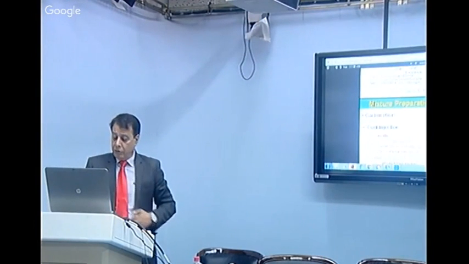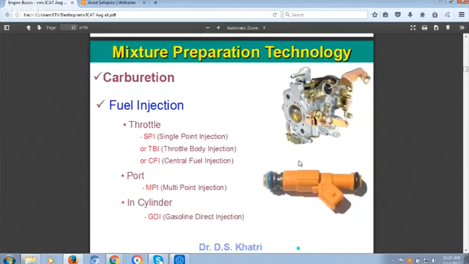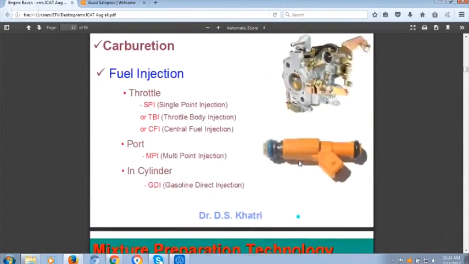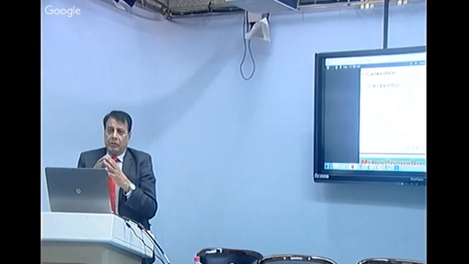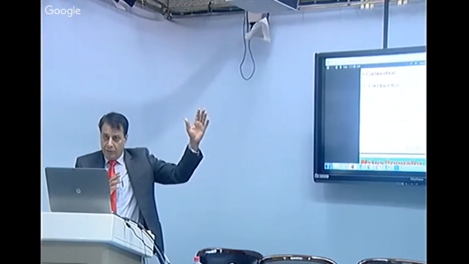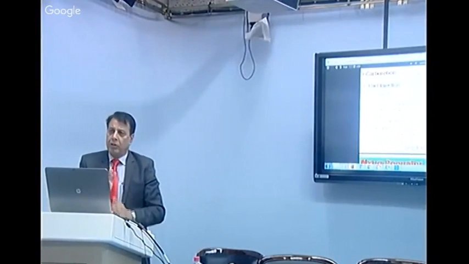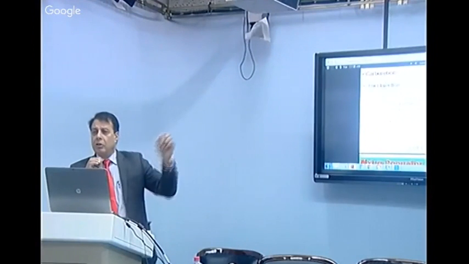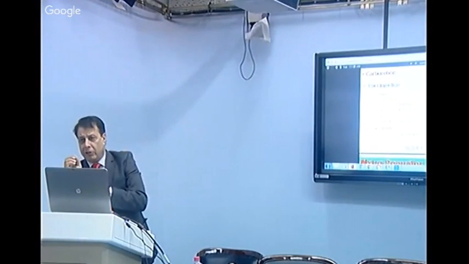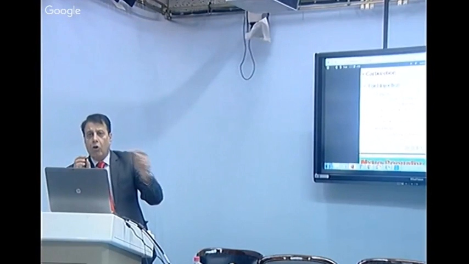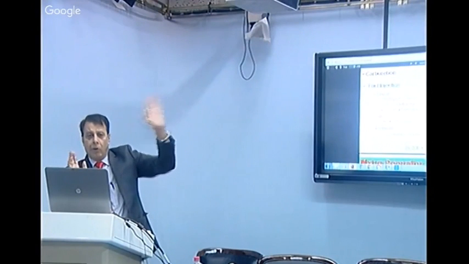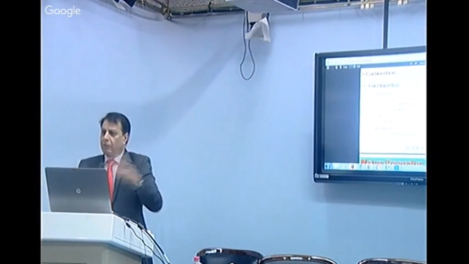Okay, we can proceed. So now let me summarize. Optimum air fuel ratio is different for peak power. Optimum air fuel ratio is different for good fuel economy. Optimum air fuel ratio is different for minimum CO. Optimum air fuel ratio is different for hydrocarbon emissions. Optimum air fuel ratio is different for minimum NOx. So all are conflicting each other.